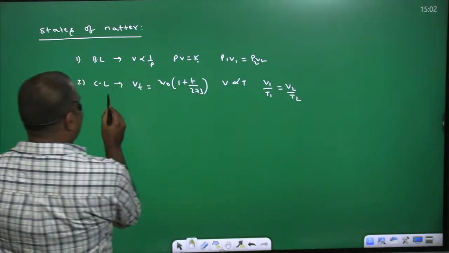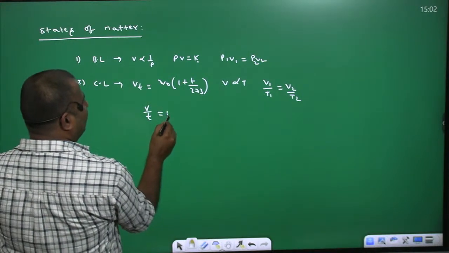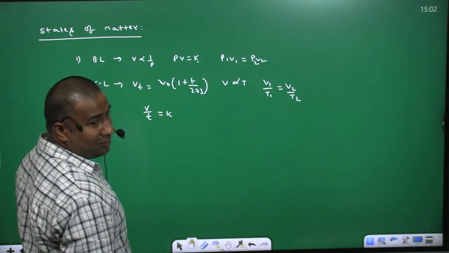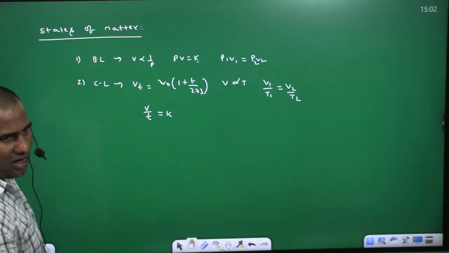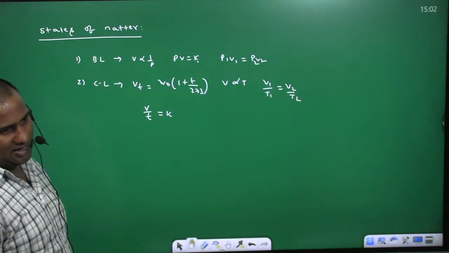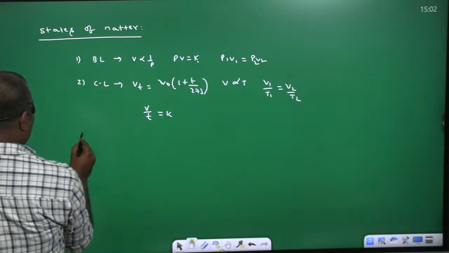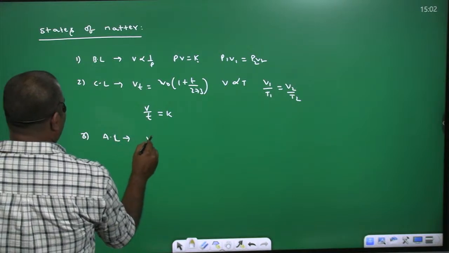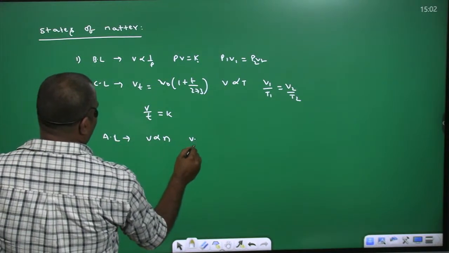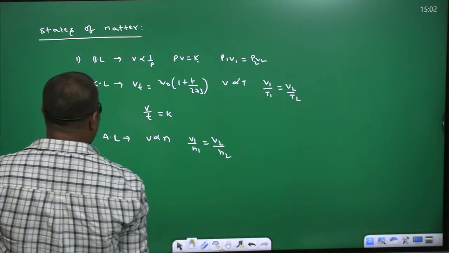Here also, if you write V by T equal to some constant K, the K is independent of temperature and of the nature and amount of the gas. Next, third one, Avogadro's law. V is directly proportional to n. V1 by n1 equals V2 by n2 we can write.